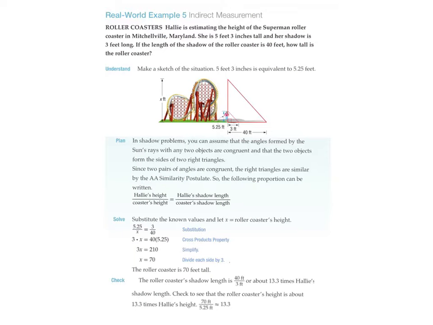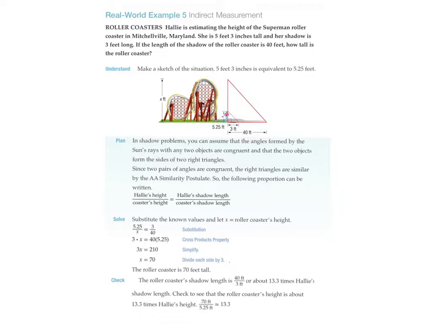So here's example 5, a real world example. How can you estimate the height of a roller coaster? Well, you definitely need some sort of benchmark, and Hale is using herself as a benchmark. She's 5'3" tall, and the shadow that the sun makes with her at the moment is 3 feet. If the shadow of the roller coaster is 40 feet, how tall is it?